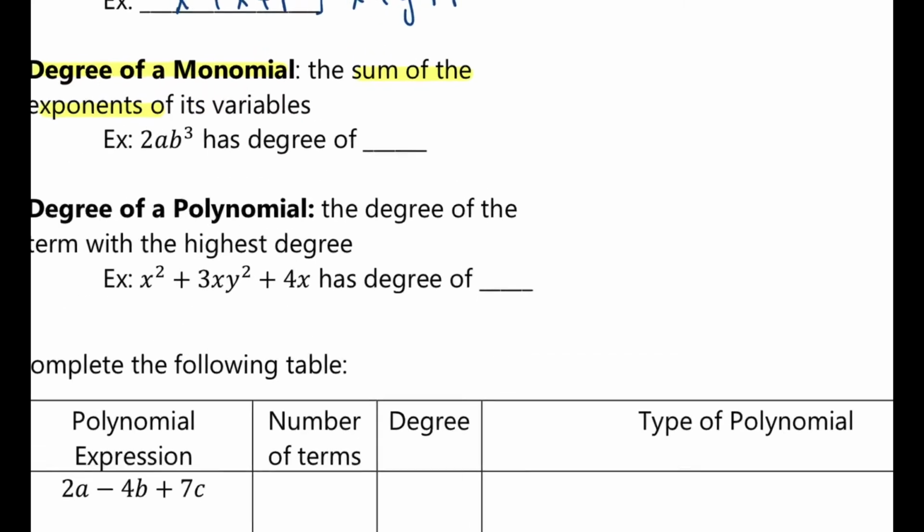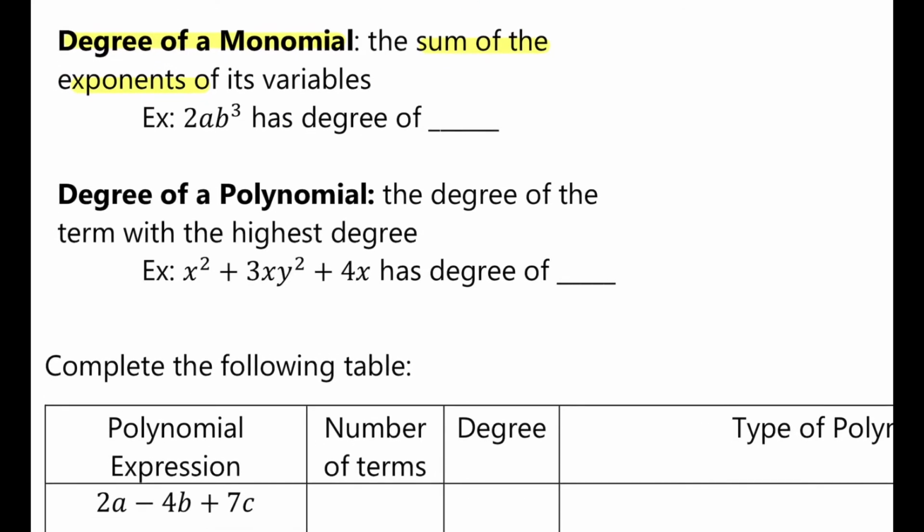So for this example, we can see that 2 times a to the power of 1 times b to the power of 3. We just need to add those exponents to find the degree of a monomial. So we have degree 4. Another term to go over is the degree of a polynomial. It is the degree of the term with the highest degree.